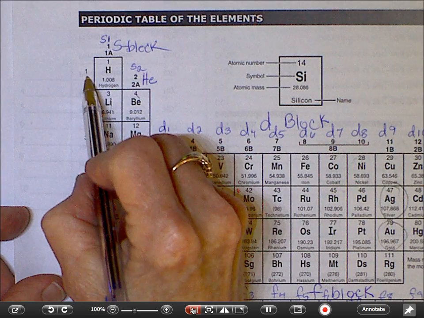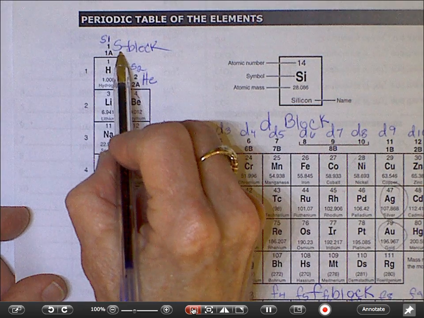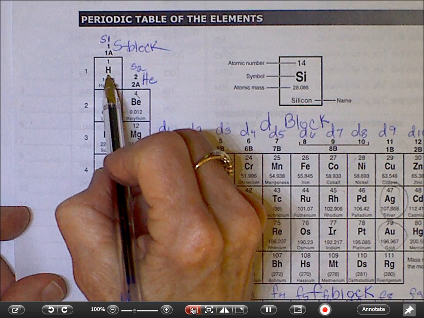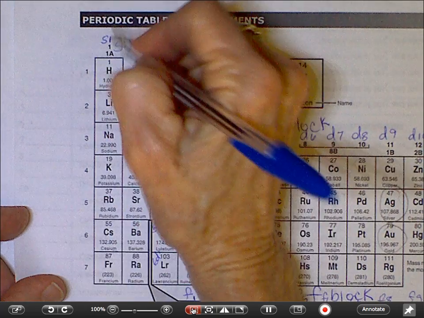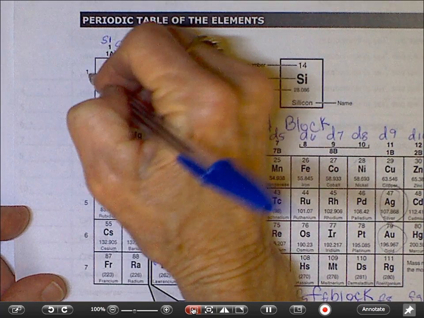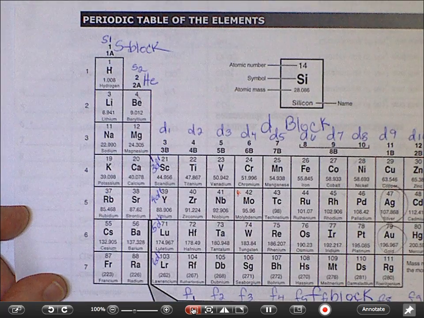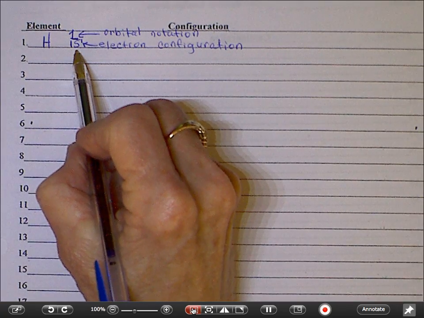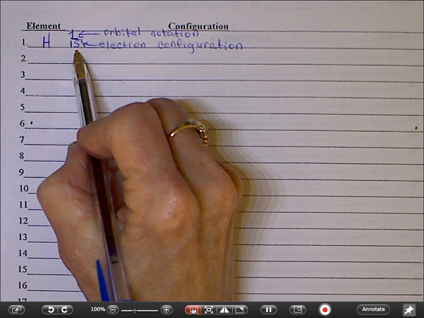First energy level, what block? S. So 1s, what position in S? What does that say? 1s1. Does everybody see that? What's written here? 1s1. It lives where it ends.